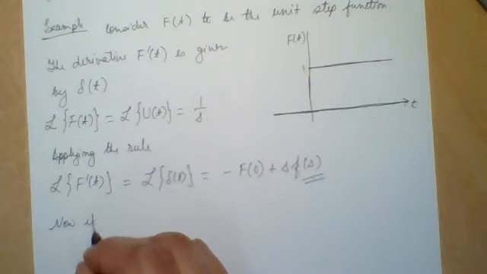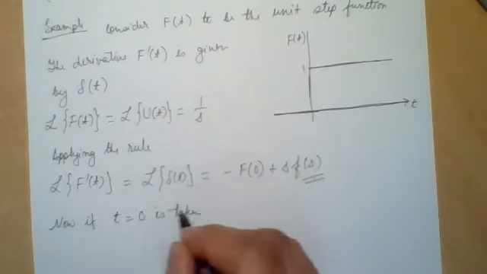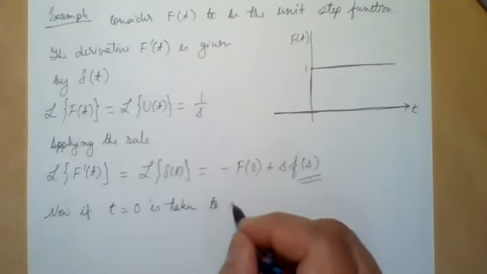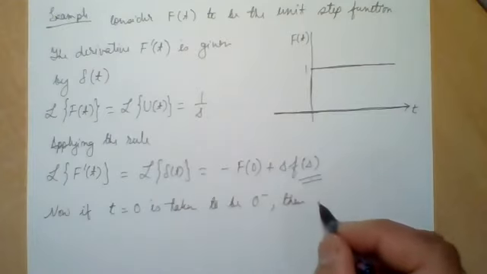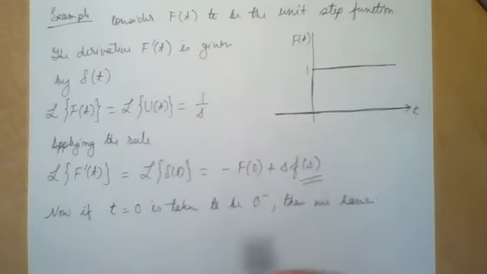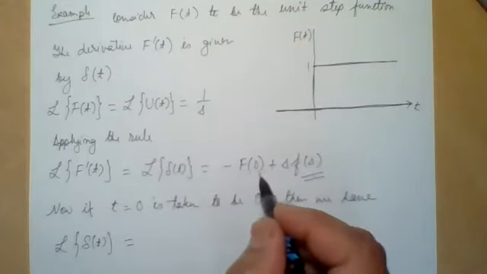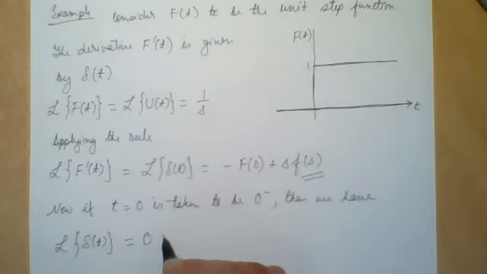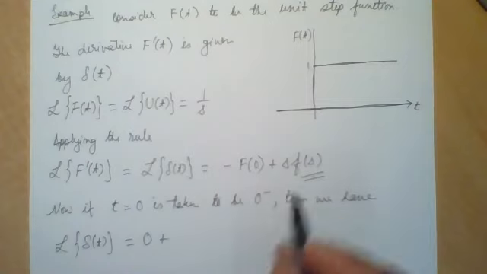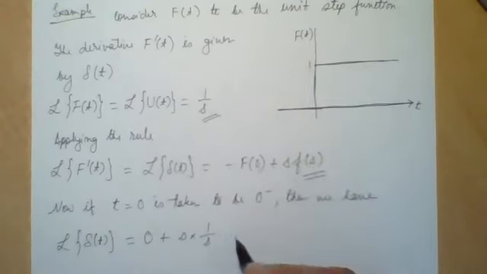Now, if t equal to 0 is taken to be the left hand limit, that is 0 minus, then the Laplace transform of delta t is equal to, approaching f from the left, 0 plus s times 1 by s, since F of s is 1 by s. This is equal to 1.